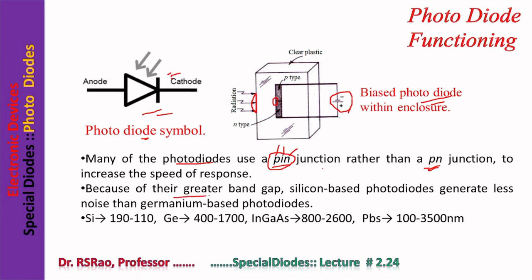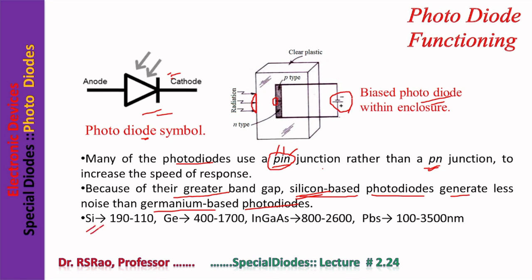Because of their greater band gap, silicon-based photodiodes generate less noise than germanium-based photodiodes. Naturally, silicon is preferred. The wavelength range over which different semiconductors work as photodiodes is given here.